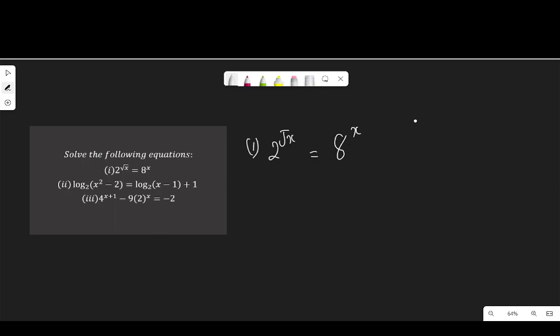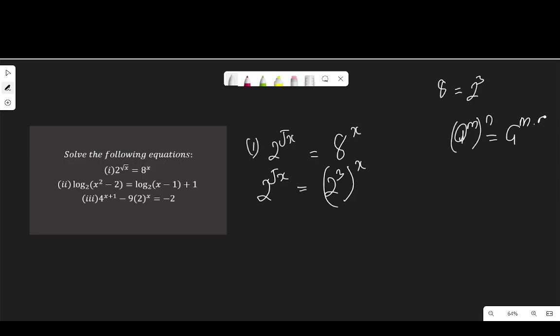In this case, I'm going to make the bases the same, since I know that 8 can be written as 2 to the power of 3. That is 2 times 2, 4, 4 times 2, 8. So I'll have 2 to the power of square root of x is equal to 2 to the power of 3, then to the power of x. That is, if I apply the law of indices that says a to the power of m to the power of n is a to the power of m times n. If I apply it here, I will have 2 to the power of root x equal to 2 to the power of 3 times x, which is 3x.